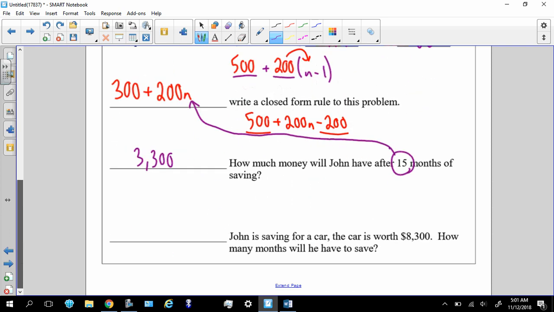All right. John is saving for a car. The car is worth this. This is a guess and check situation. All right. So when you guess and check, it comes out to a clean 40.